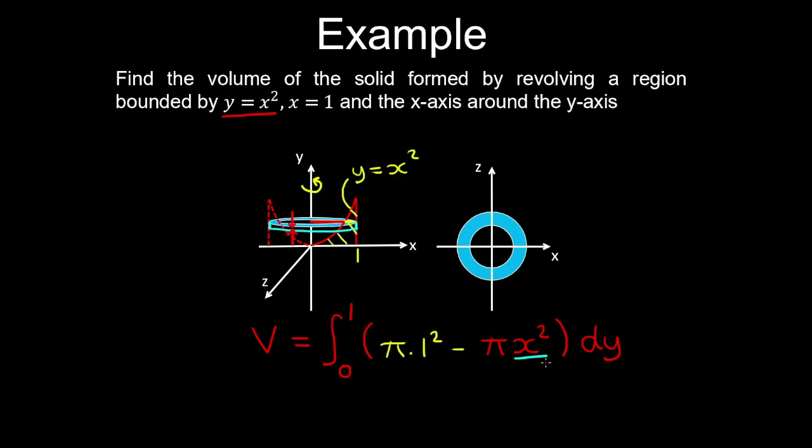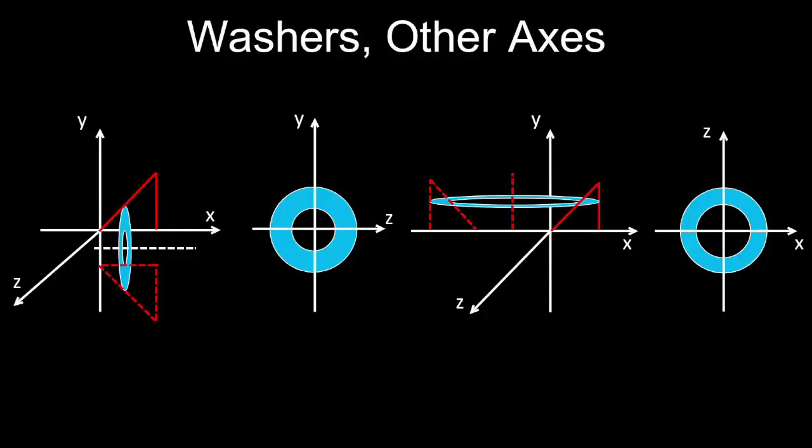So substitute for x squared, evaluate this integral and post your answer in the comments. We can also use washers to find the volume of revolved solids formed by sections that are spun around arbitrary horizontal and vertical axes. And let's focus on this second case.